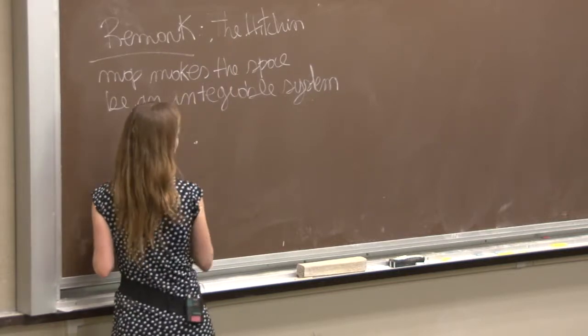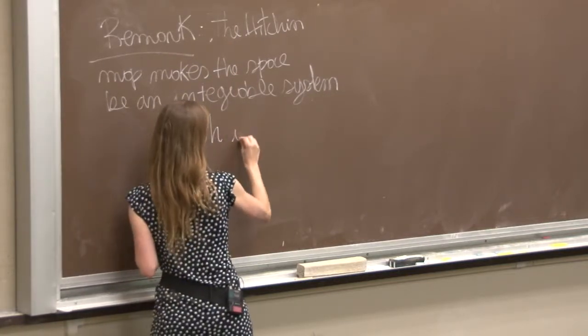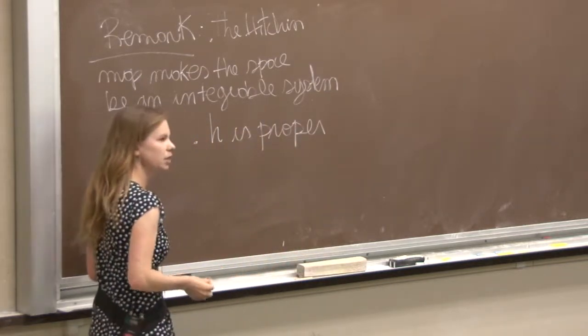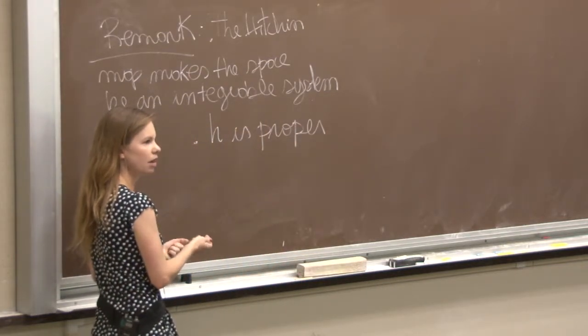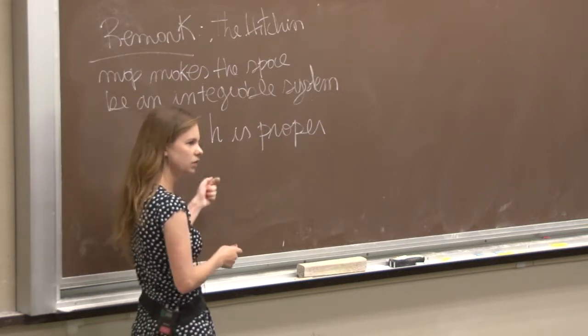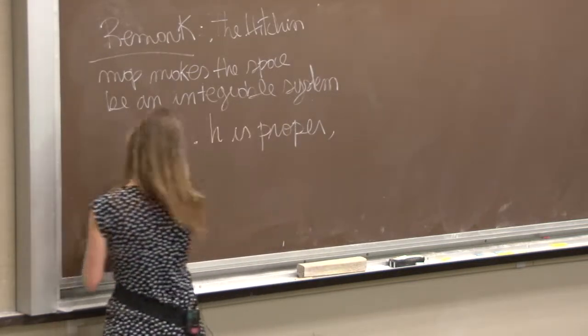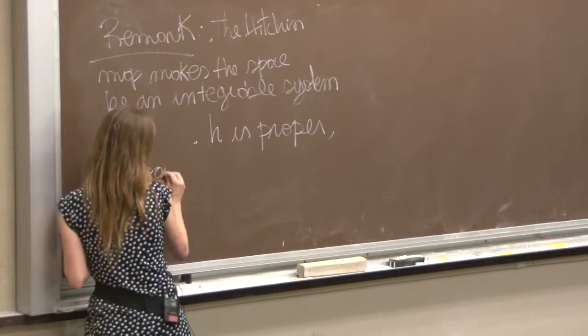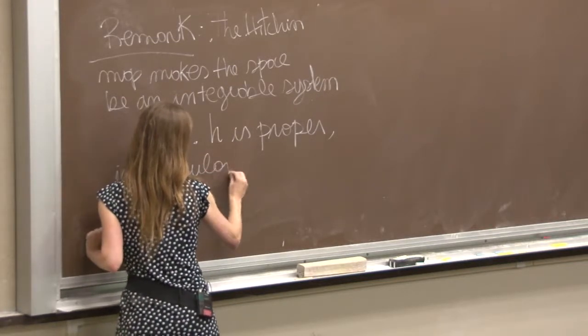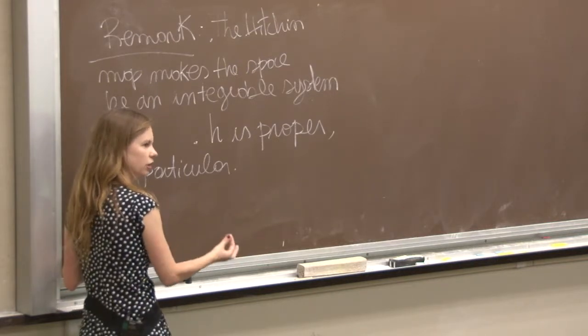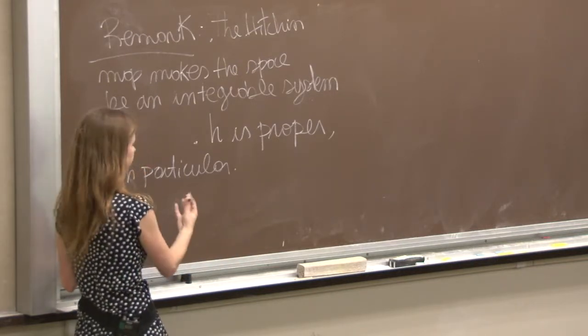Moreover, the map is proper, so H is proper. As a proper map, it means the inverse image of compact sets is a compact set. So the inverse image of a point will be a compact space. In particular, inverse images of points are compact, and the nice fibers, the generic points, give you compact abelian varieties.